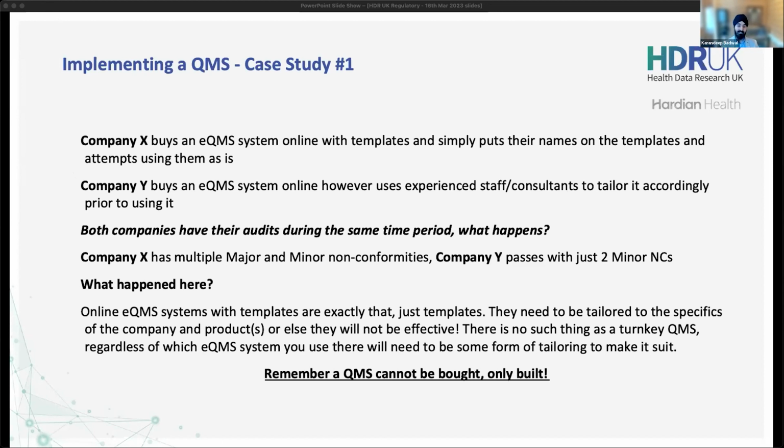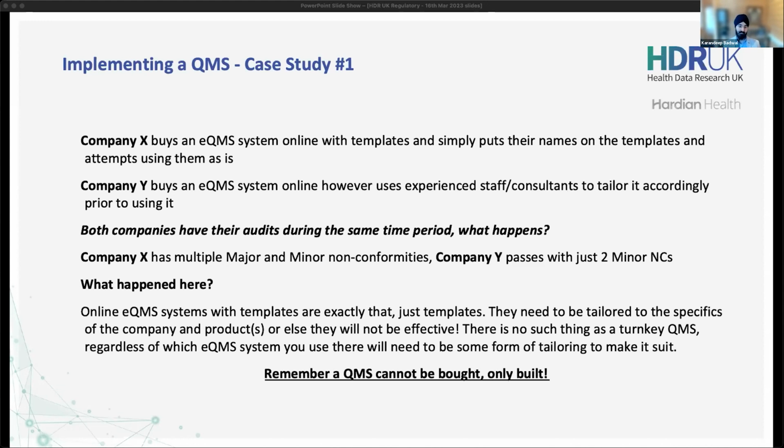So this is a case study. Now, both companies have their audits during the same time period. Can you guess what happens between company X and company Y? Company X will have multiple major and minor nonconformities, because what's happened is they've got a separate set of templates that follows EU MDR Article 10.9 and ISO 13485, which is perfectly fine. So they've met the requirements, but it doesn't meet the requirements of what that company actually does internally. Company Y, on the other hand, has tailored it and actually built a system that actually works for them. They just pass with a few minor nonconformities.